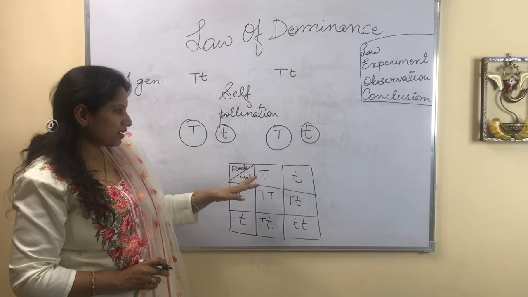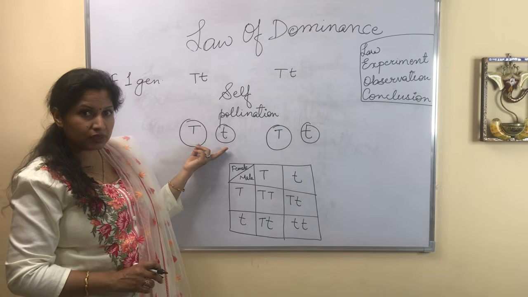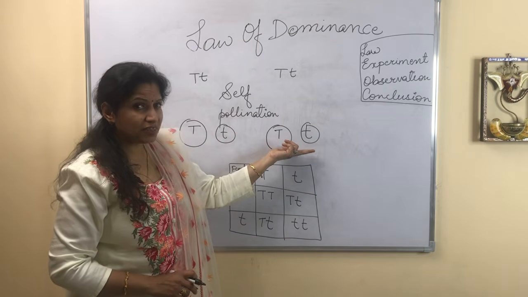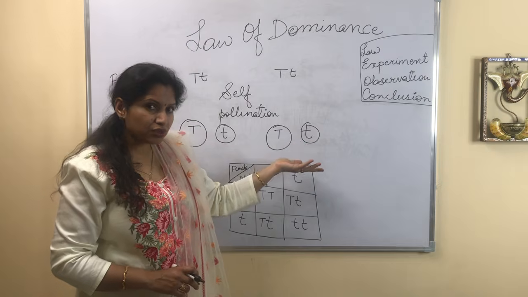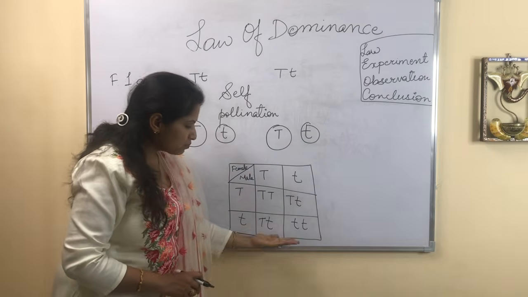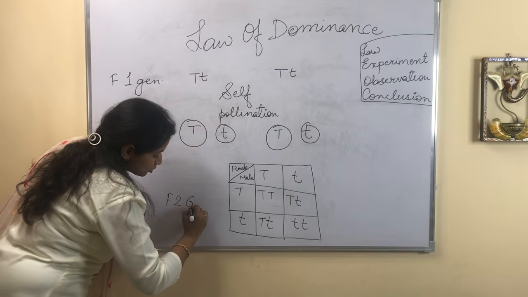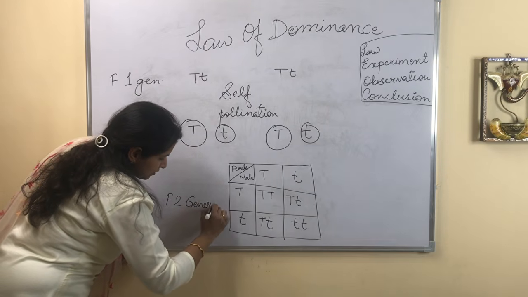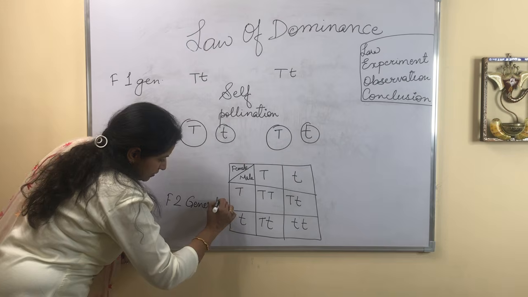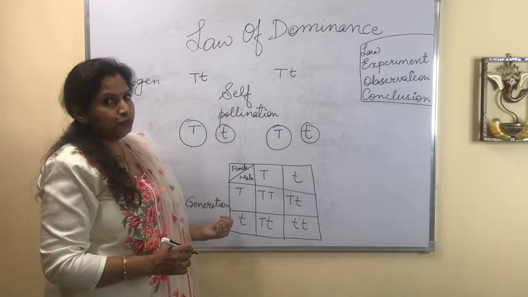Okay, so what was there? The male was also tall. The female plant that was taken as a female plant was also tall. But when we observe the results, these results are known as the F2 generation. The second generation that was formed from the parent plants is known as the F2 generation.